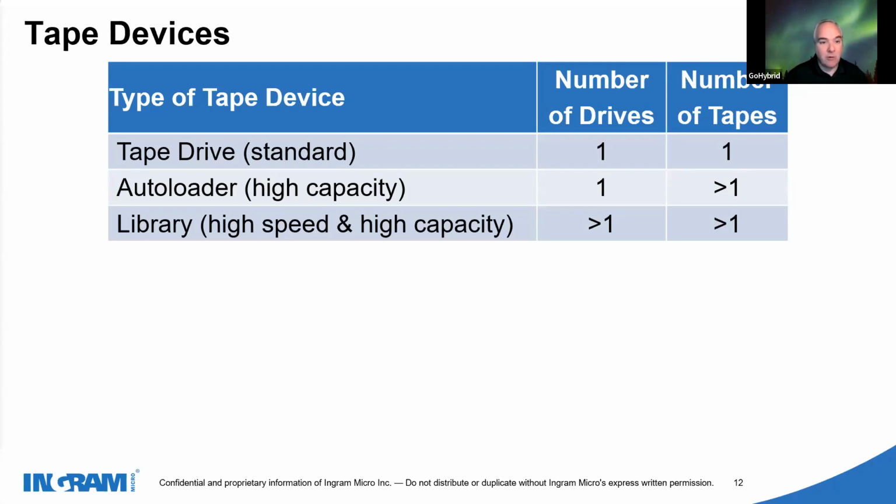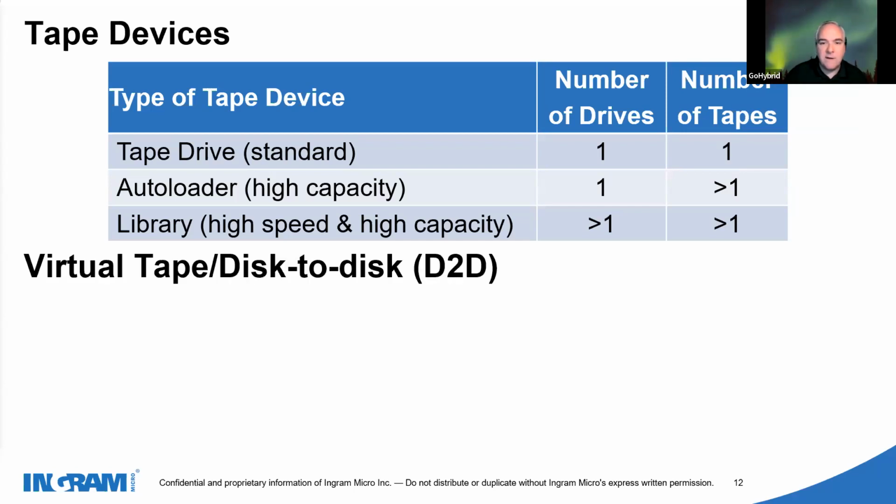Like an autoloader, a library will hold a large number of tapes, but it also holds multiple drives. So those drives can work simultaneously in tandem. So if I have something that takes me 24 hours to back up, if I have a library with 2 drives, it'll only take me 12 hours to back up. If I have 4 drives, it'll take me 6 hours to back up. If I have 8 drives, it'll take me 3 hours to back up. Depending on the number of drives you have in that library, you quickly reduce the overall time it's going to take to complete a backup.